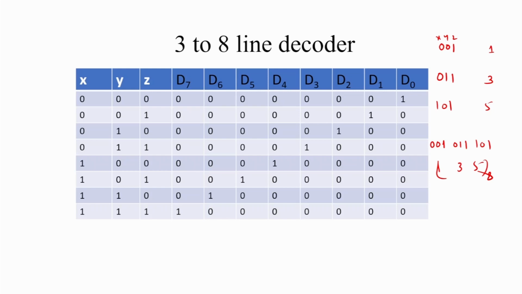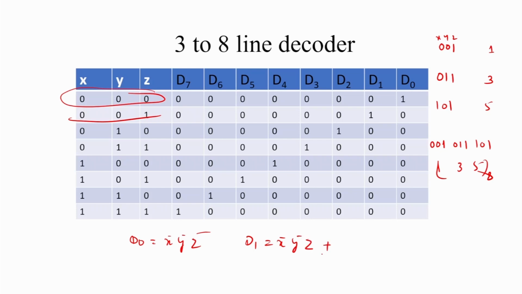This is the truth table, and in the case of a decoder only one output line is active at a particular moment of time, and we directly derive the output value. D0 is 1 only in the unique combination 0, 0, 0, and in the rest of the combinations the value of D0 is 0. So D0 is represented by the min term x complement, y complement, z complement. Similarly, D1 is 1 when x, y, z are 0, 0, 1, which is represented by x complement, y complement, z.